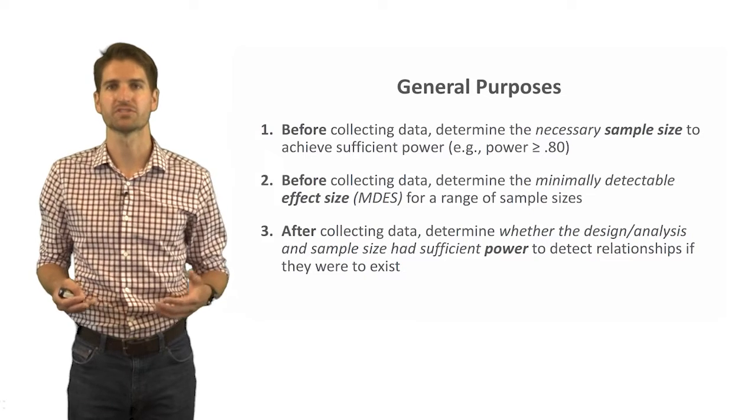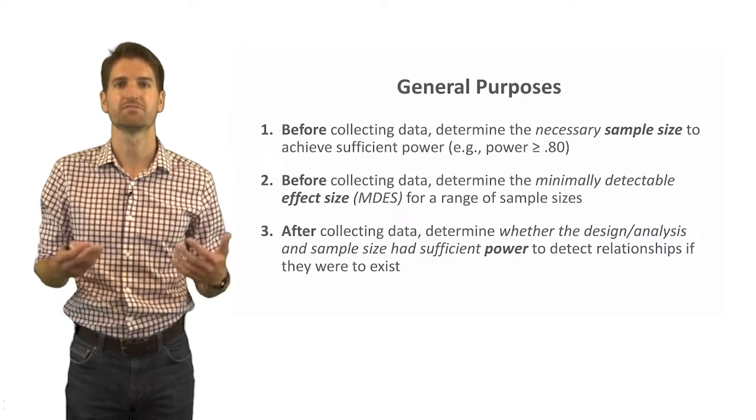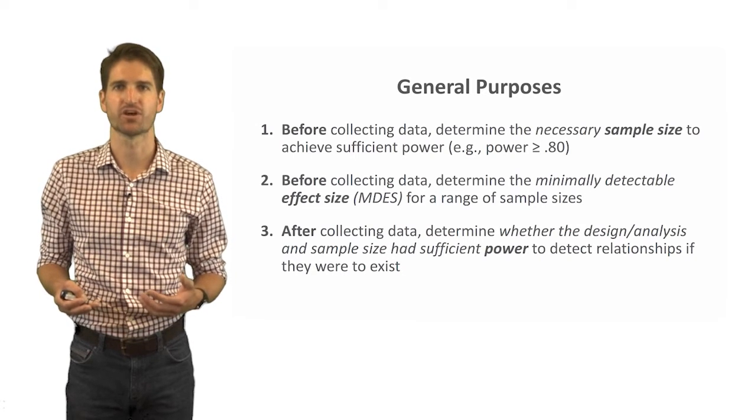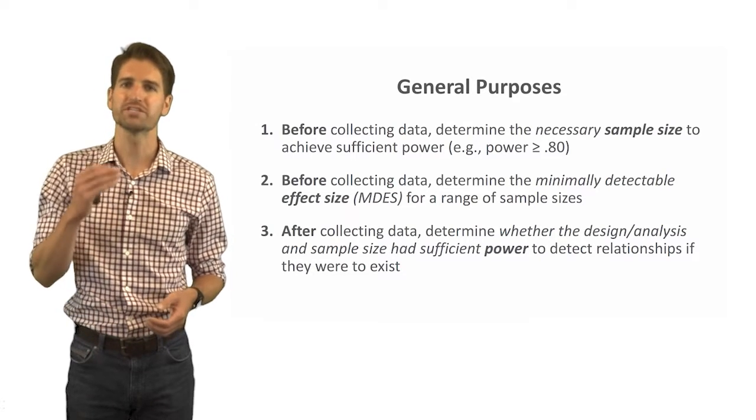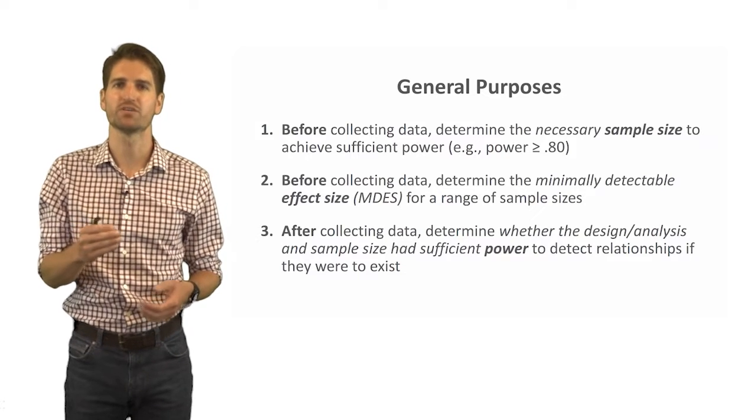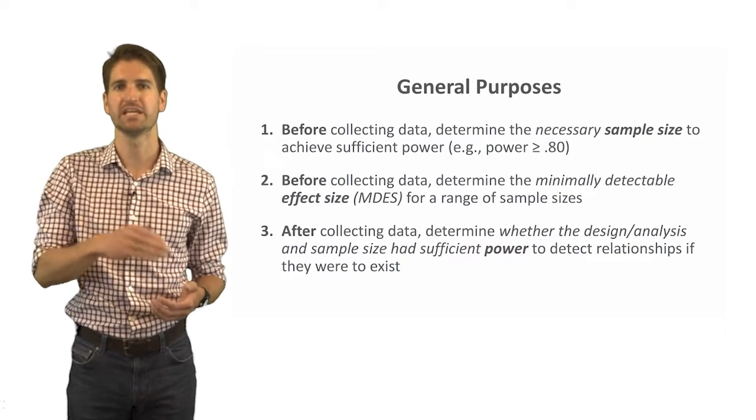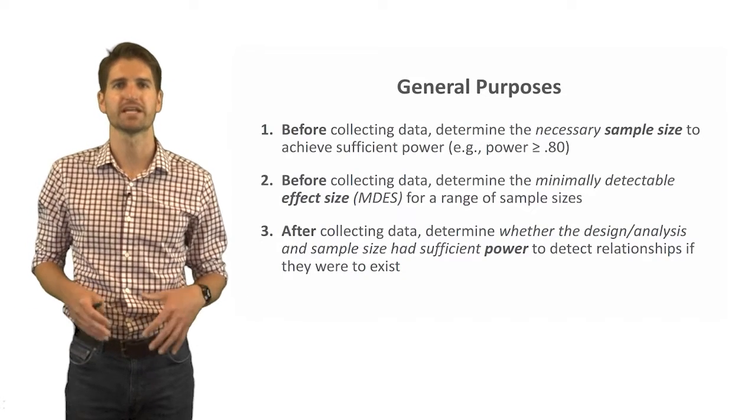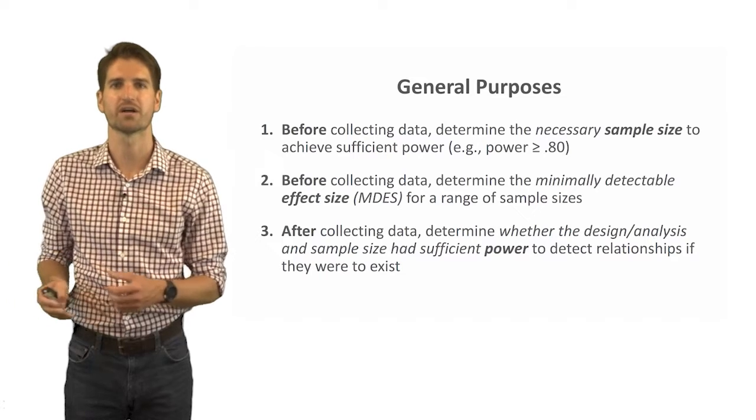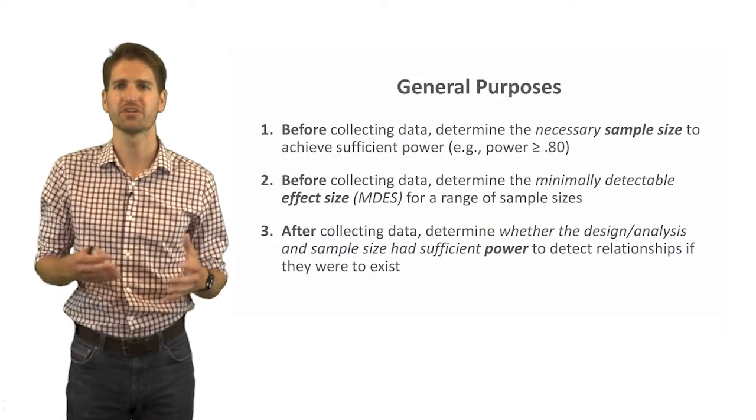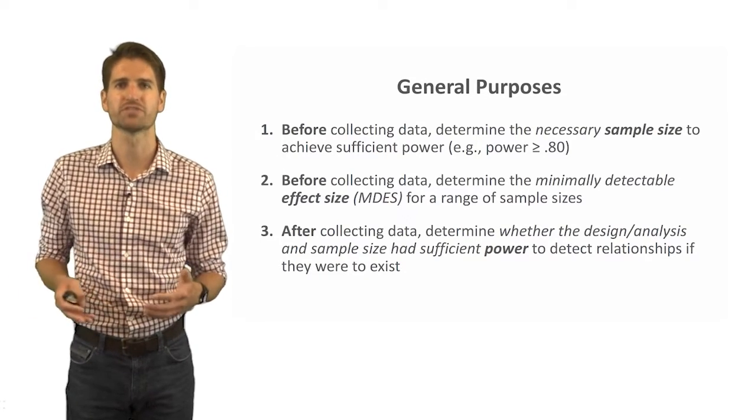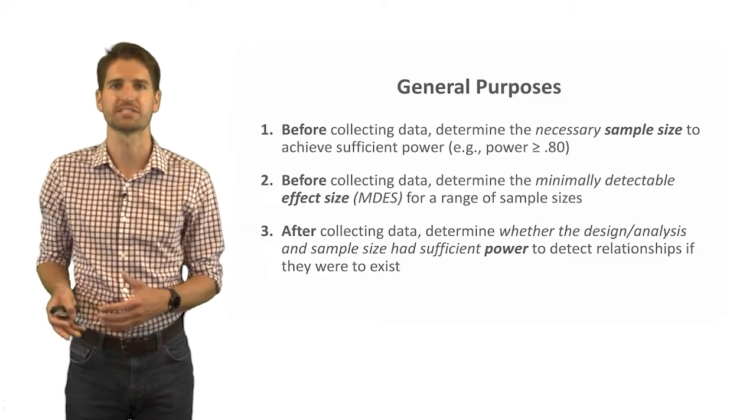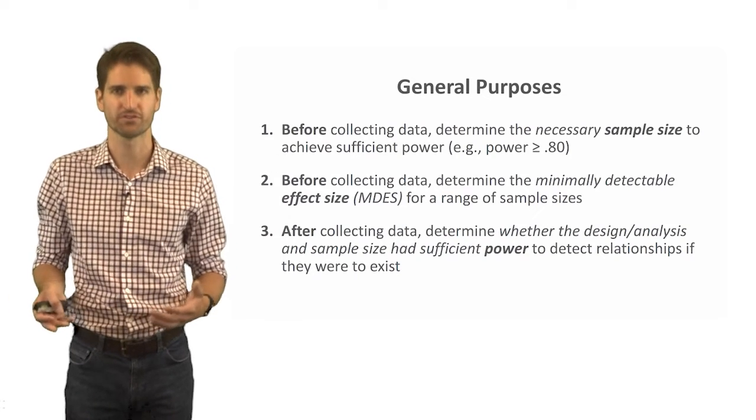Okay, so now let's talk about the second purpose, and that is that before collecting data, you might use a power analysis to determine the minimally detectable effect size, or the MDES, for a range of different sample sizes. So trying to figure out, okay, what is the minimal effect that we think we'll find, and then what are the different sample sizes we might need, and what are the different power levels that those might result in. And the third general purpose is that after collecting data, so this is more post hoc in nature, you might use a statistical power analysis to determine whether the design or the analysis and the sample size that you employed had sufficient power to detect relationships if they were to exist in the first place.